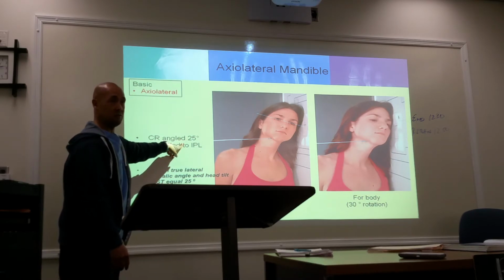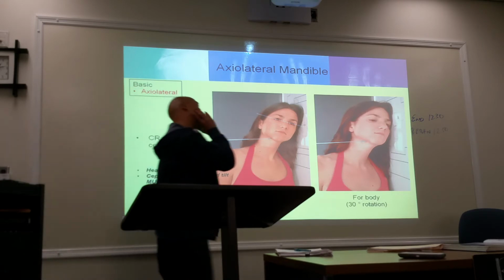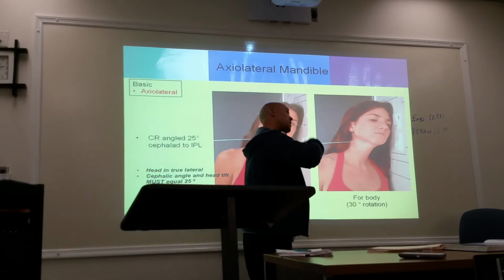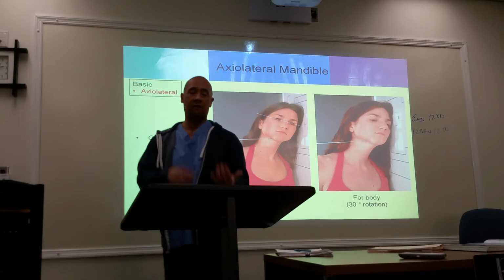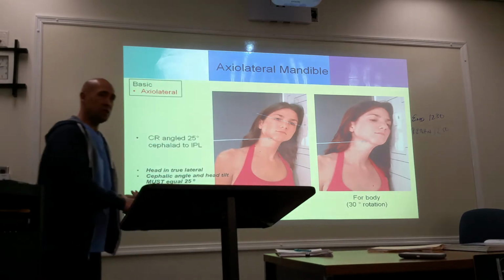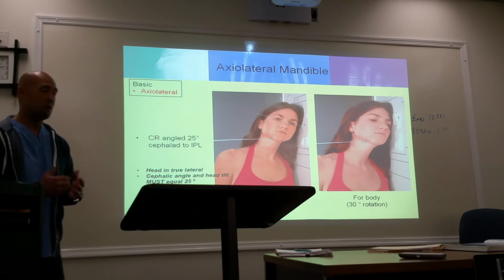25 degrees. Okay? Sometimes the tilt may be 20 degrees. Now what are you going to do? 5-degree angulation, okay? So the combination of your interpupillary line and your central ray is going to form 25 degrees. Does that make sense? All right.